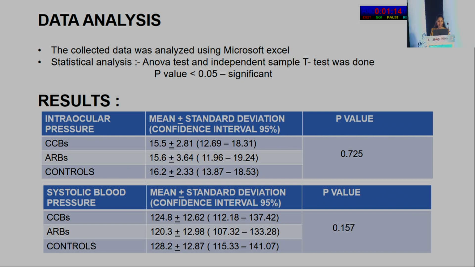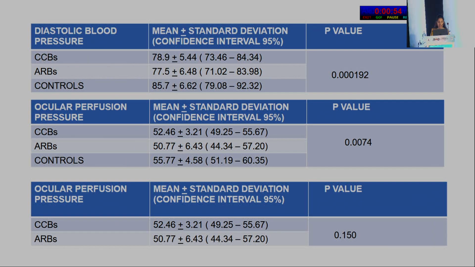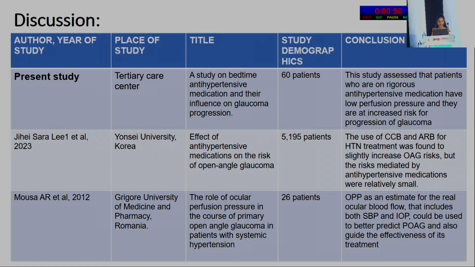Coming to data analysis, the collected data was analyzed using Microsoft Excel. Statistical analysis was done using ANOVA test and independent sample t-test. P-value less than 0.05 is taken as statistically significant. Results: intraocular pressure and systolic blood pressure are statistically not significant. Diastolic blood pressure and ocular perfusion pressure are statistically significant.